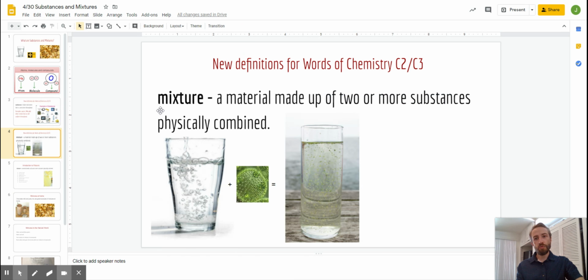The next definition we're going to add to our science notebook is the word mixture. A mixture is a material that's made up of two or more substances and they're physically combined. The key word to recognize here is that they're just physically combined. They're not chemically bonded to one another.